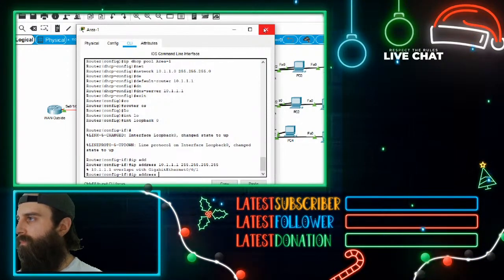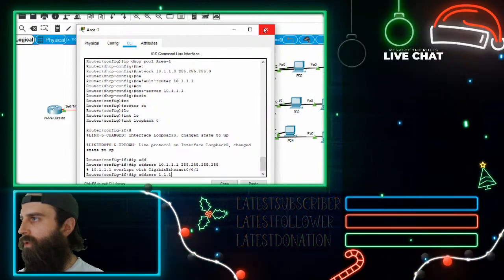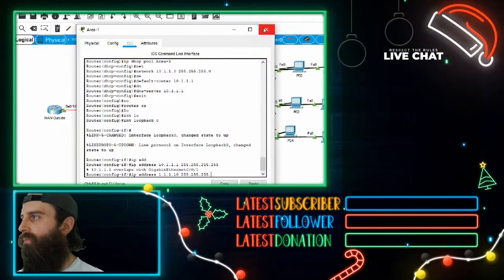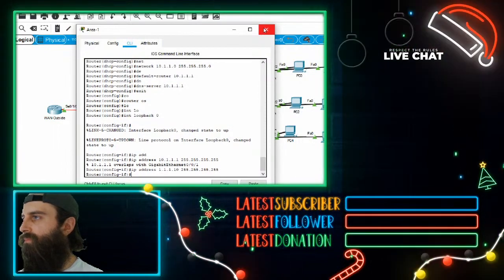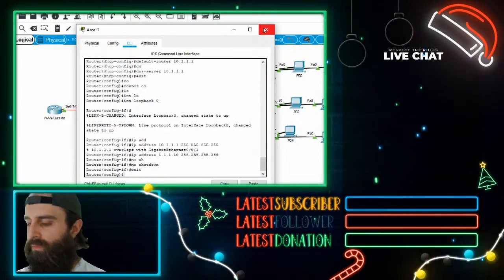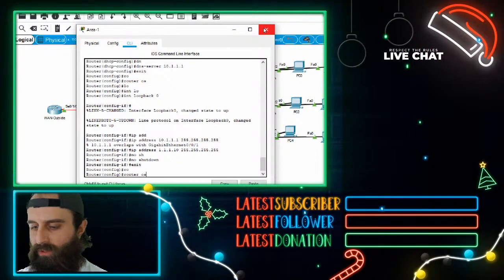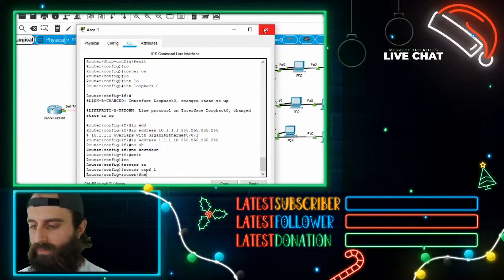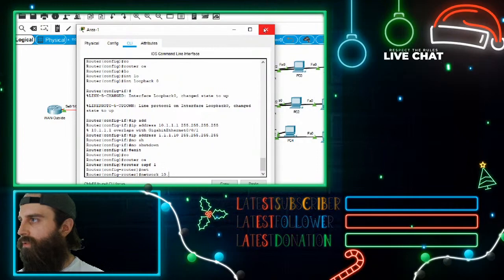Oh, okay. Yeah, so 1.1.1.10. It's bad. Okay. And then router OSPF 1. Network, that's all the 10s.